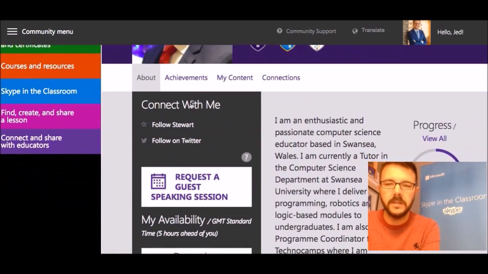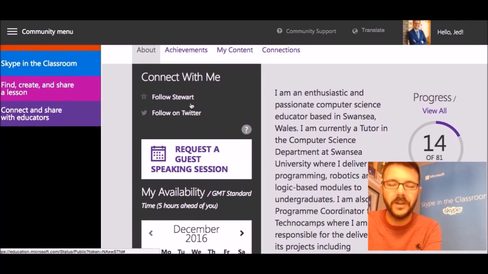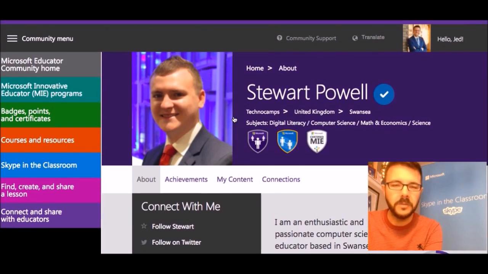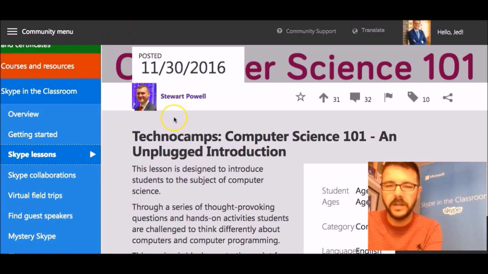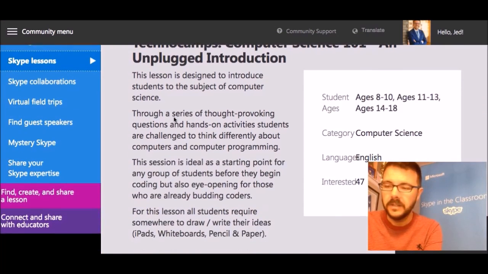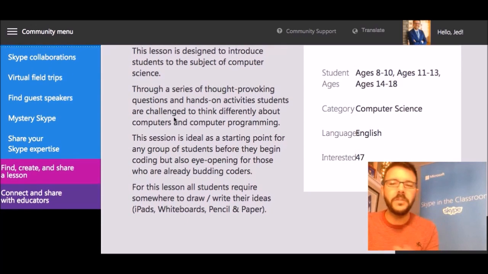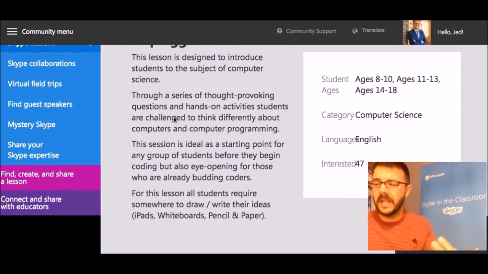It says he's an enthusiastic, passionate computer science educator in Swansea, Wales. Okay, so we went from the continent of Australia all the way to Europe, here in the UK. So we're touching on multiple continents here today. So Stuart wants to teach your kids, your students, ranging in age from 8 to 18, so pretty much all ages, about computer science. And the thing about computer science is it teaches skills like creativity, collaboration, and critical thinking in a way that a worksheet and a textbook just can't do.